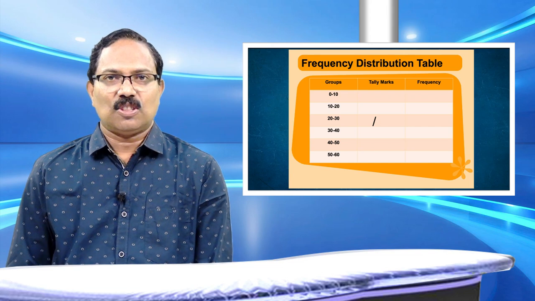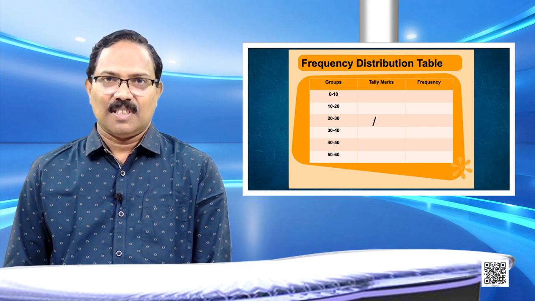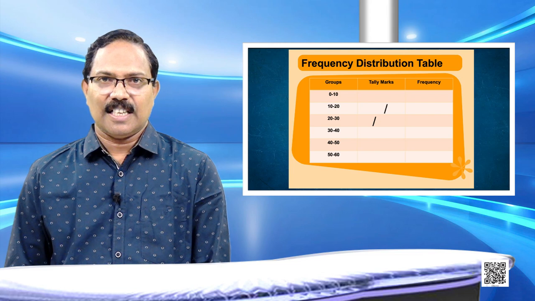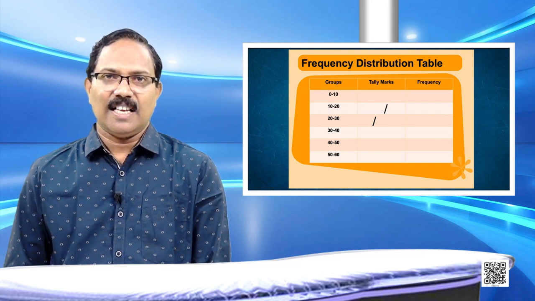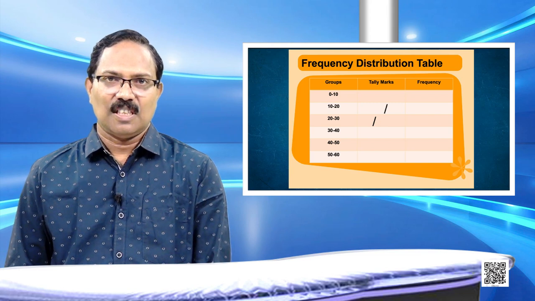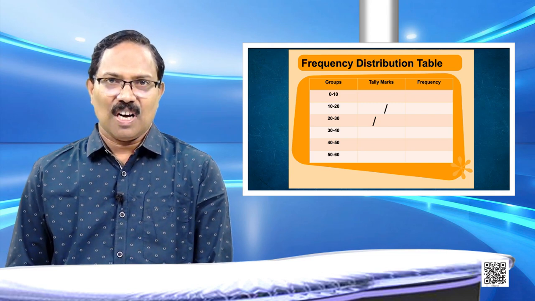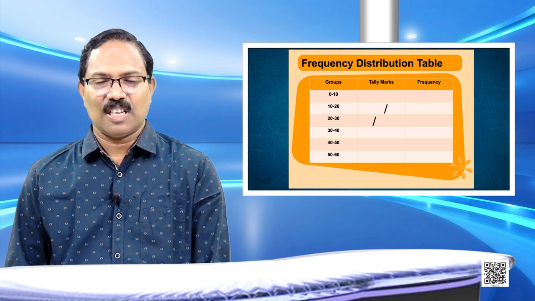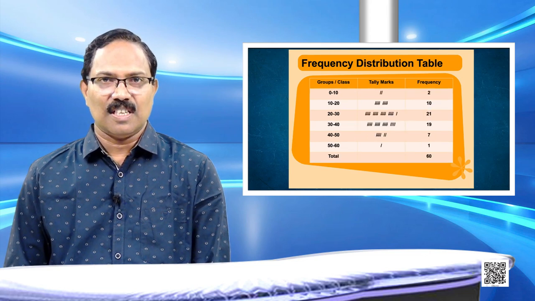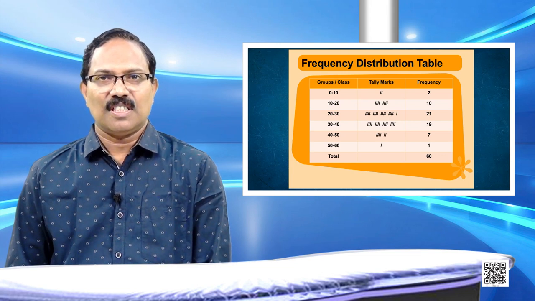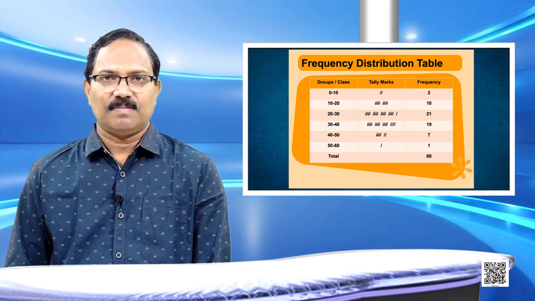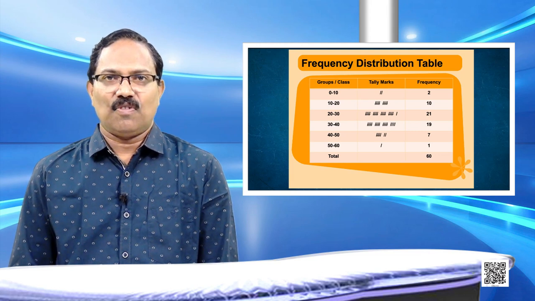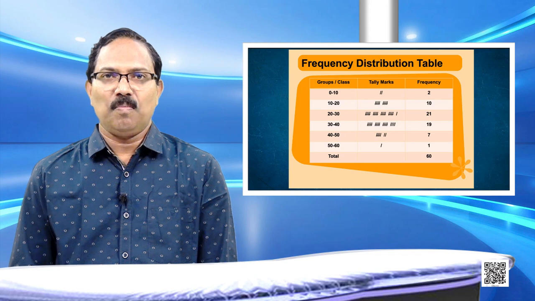Similarly, we have to take each score, and next is 10. 10 falls in the second group. So, you proceed like this: take each score and mark a tally against the group it falls in, and complete all the scores. Further, you write the total tallies in the third column, that is the frequency column. So, once you complete this, we get a frequency distribution of this particular data. The data represented in such a table form is called a frequency distribution for grouped data.